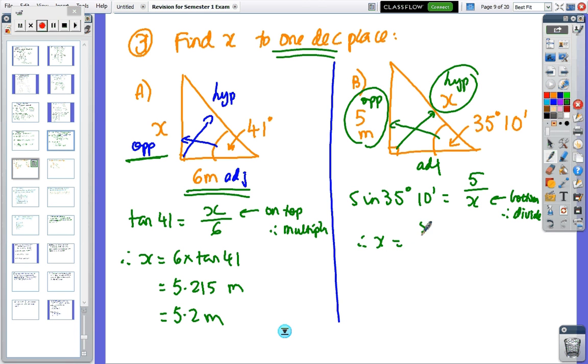So x will be 5 divided by sine 35 degrees, 10 minutes, which equals 8.681, and to 1 decimal place is 8.7, and we're in meters. Don't forget the units.